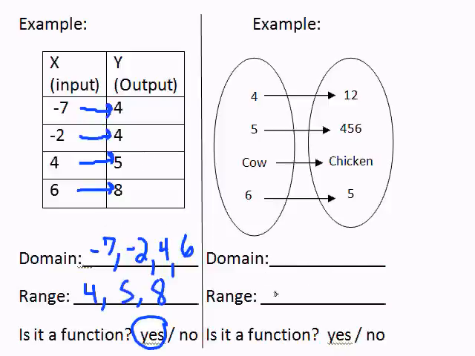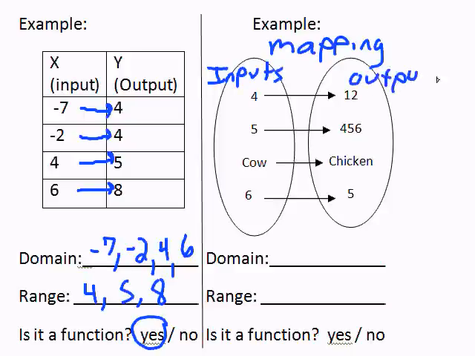Why don't you write the domain and range for this mapping right here? Those little two bubbles are called a mapping. In a mapping, your inputs are on the left, and your outputs are on the right. You can just follow the arrow from the input to the output. Go and find the domain and range and determine if it is a function or not.